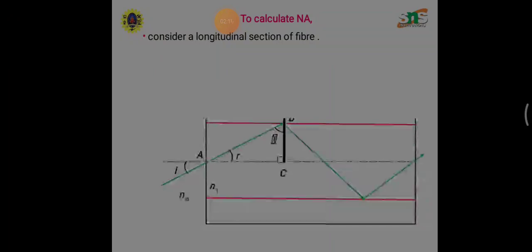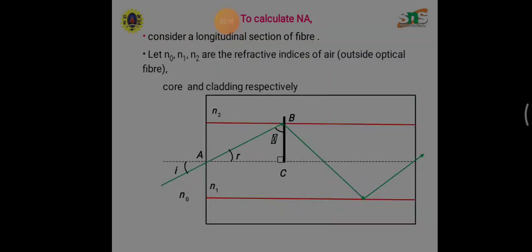Next, calculation of numerical aperture. Consider a longitudinal section of the fiber, and as I already told, we know that n0, n1, n2 are the refractive indices for the air outside the optical fiber, the core and the cladding respectively. The light ray travels from A to O and enters the core at an angle I to the fiber axis, and this is the acceptance cone.